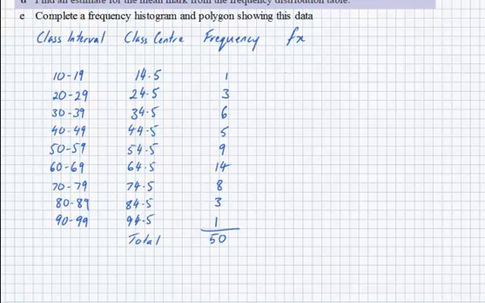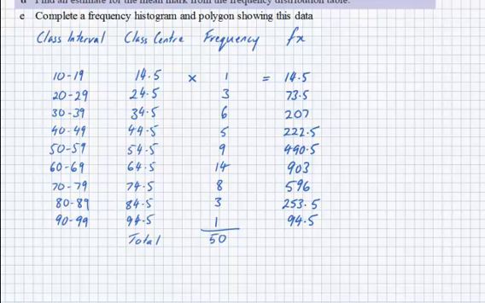So the FX column means that you multiply the class center by the frequency, and the result is what you put in the FX column. So I do 14.5 times 1, which is 14.5. Then I do 24.5 times 3, and that's 73.5. 34.5 times 6, and that's 207. Continue on and finish off that column.